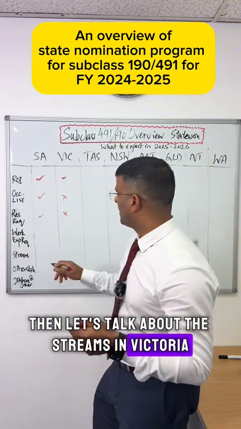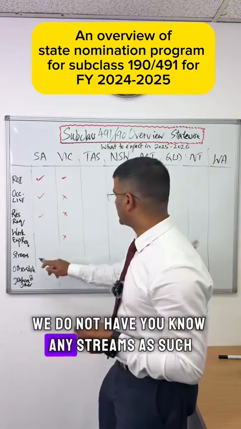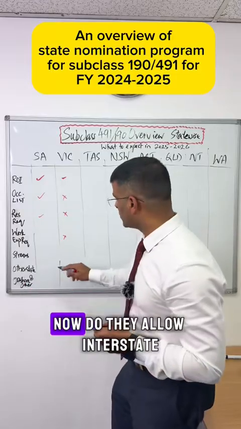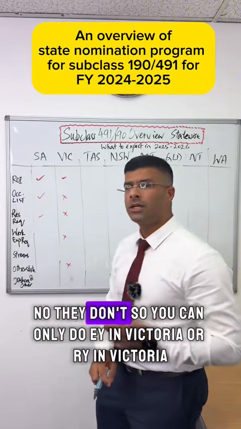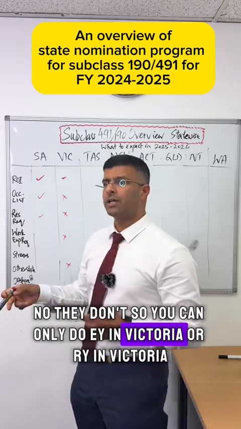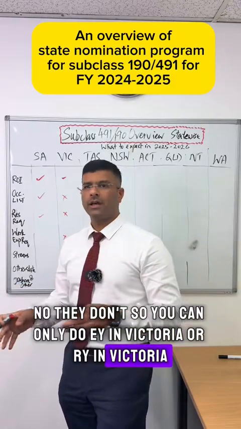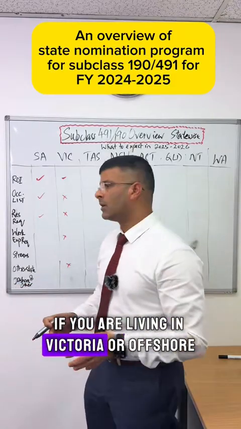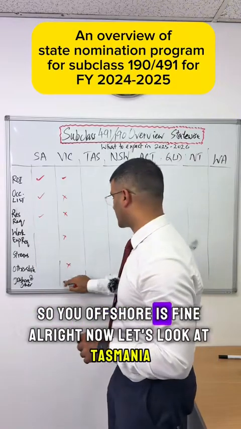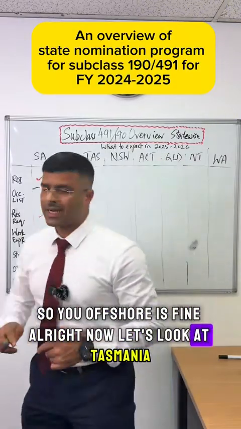In Victoria, we do not have any streams as such. Now, do they allow interstate? No, they don't. So you can only do EOI in Victoria or ROI in Victoria if you are living in Victoria or offshore. So offshore is fine. All right, now let's look at Tasmania.